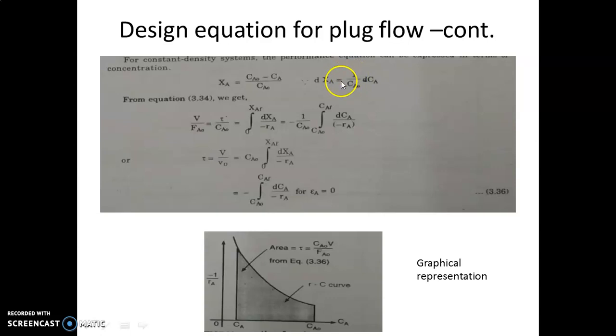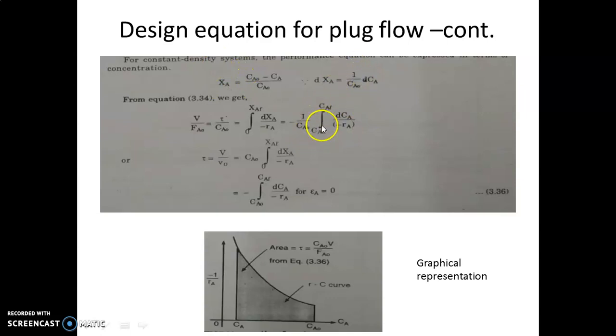So here, minus 1 upon Ca0 into dCA. This minus sign is missing in this printing. This is a printing mistake. So you have to put this value of dXa in our general equation for constant density system.